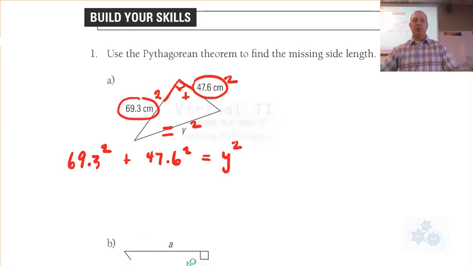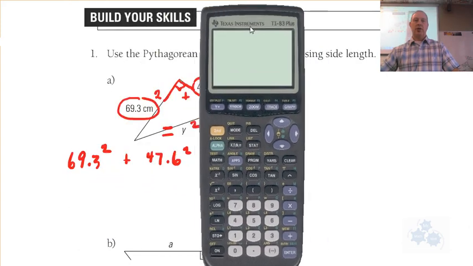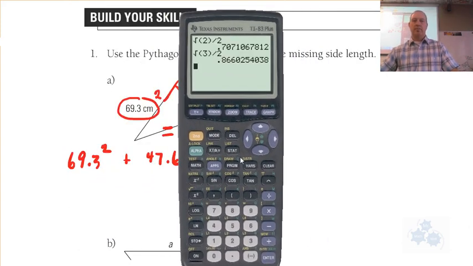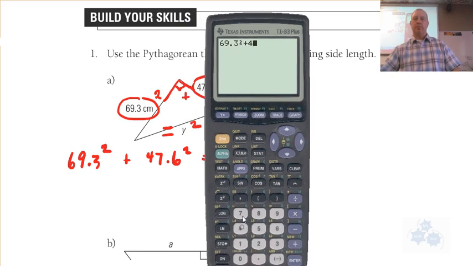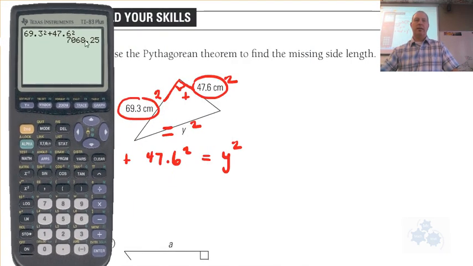Okay, so 69.3 squared. Make sure you can do that on your calculator. Make sure that you know where your squared button is. You may have a squared button like I do on my calculator here, or you may have to take it to the power of 2. Your power button might also be y to the power of x. You've got to figure out what your calculator does there, okay? 69.3 squared. Okay, we'll double check that to make sure it lines up. All right. Did you get this for a number? 7,068.25?